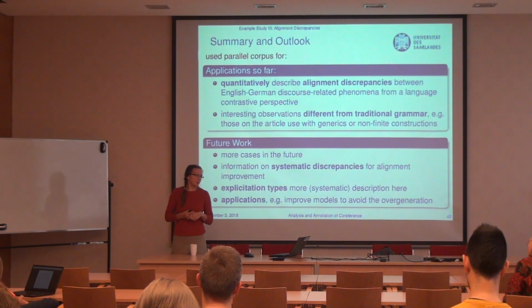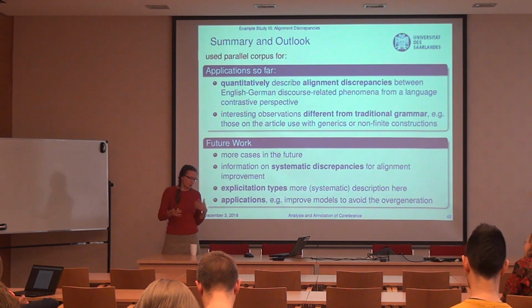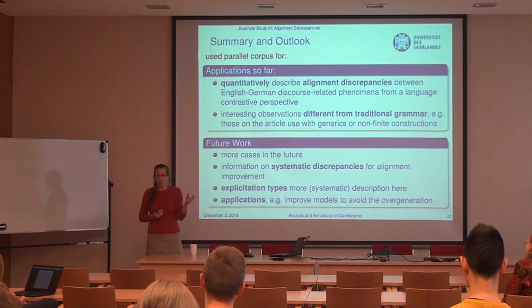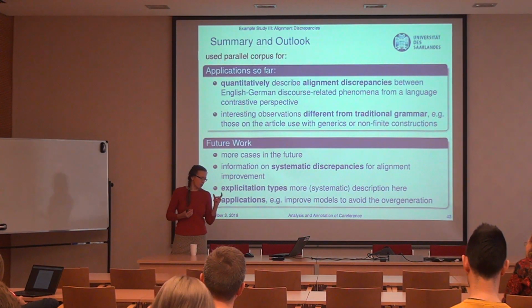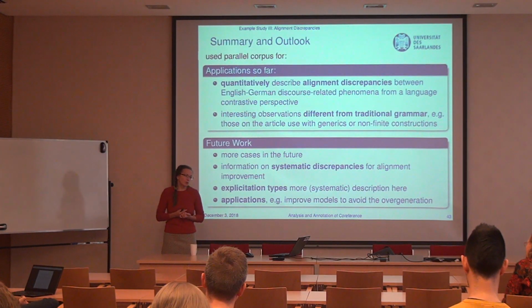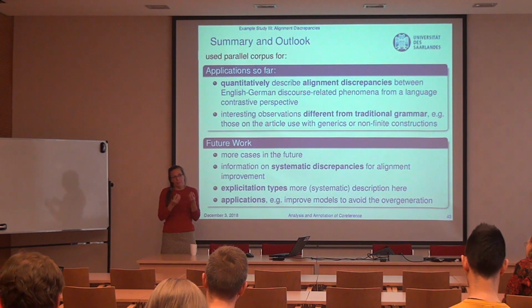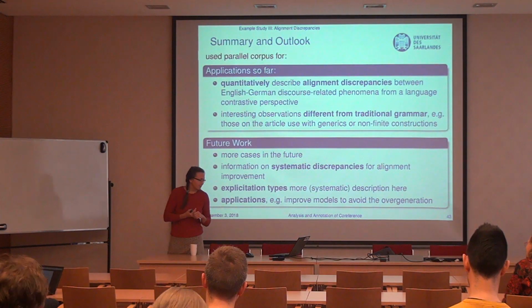Maybe we can use these discrepancies for alignment improvement. I think in some cases we can improve the alignment if we include multi-word expressions, so saying that this multi-word corresponds to one word in the target or vice versa. And then we would like to try to automatize these categorizations, so the categories that I presented to you, and try to detect them in an automatic way.